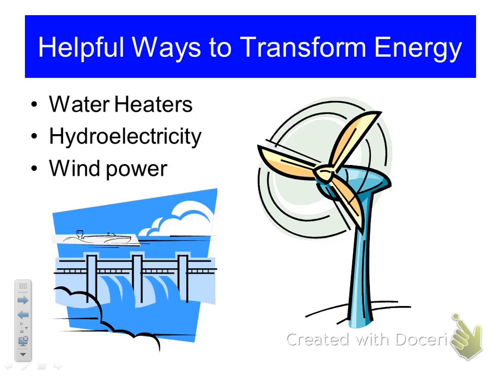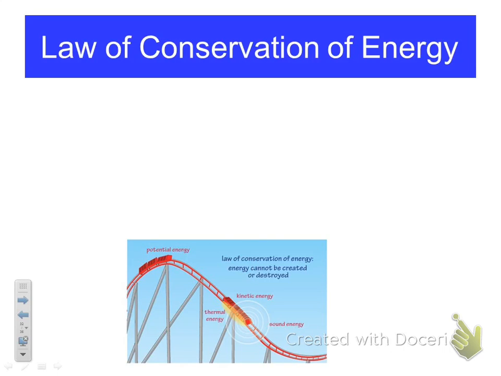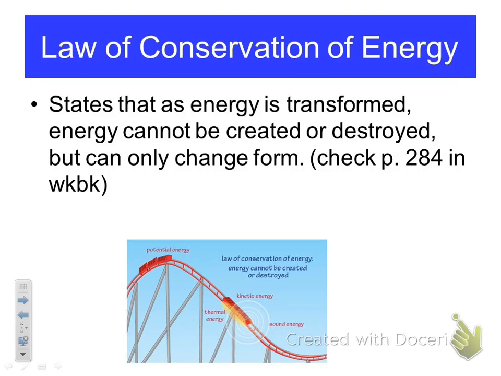All right. So somebody again, tell me, what is the law of conservation of energy? Tell us as we move on in our notes. The law of conservation of energy. What does it state? All right, Chloe. It cannot be created or destroyed. What happens to it then if it can't be created or destroyed? Sydney? It only changes form. So as you look at your notes in there, let me state that as energy is transformed, energy cannot be created or destroyed, but can only change form. So make sure you fill in your blanks there.